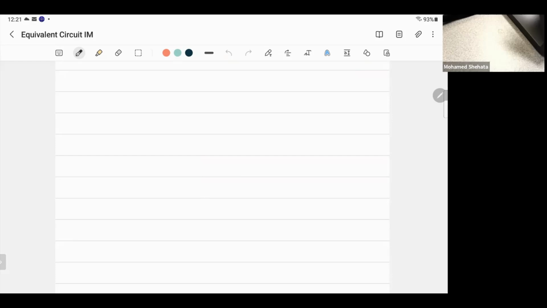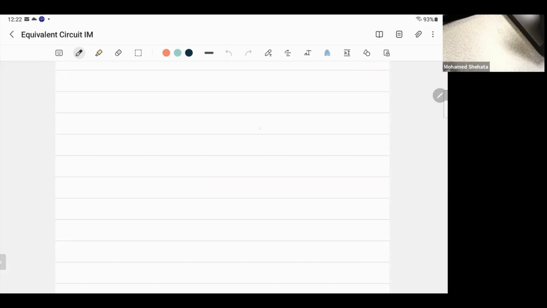Okay. Good afternoon, everybody. Today's topic is really important because we are going to derive the equivalent circuit for the induction motor. Once we have the equivalent circuit, you can calculate the efficiency, the torque, the speed, the characteristics of the induction motor. We can do everything. Okay, so please pay your attention to this one.